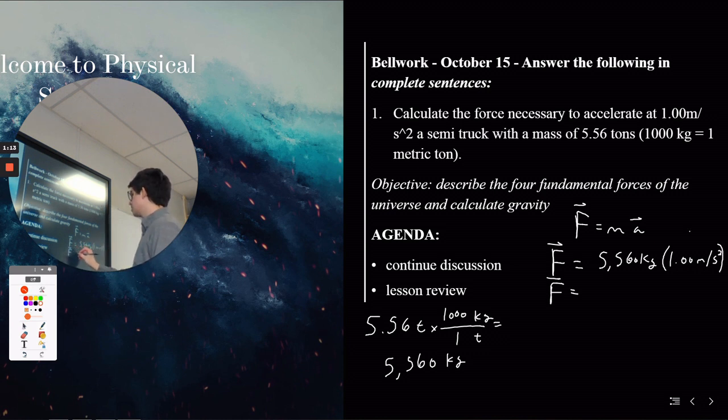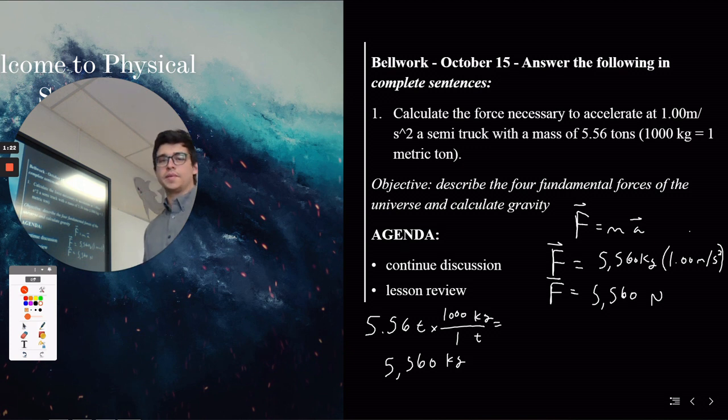The arithmetic is fairly simple. Our answer is 5,560 kilograms times meters per second squared, which gives us newtons. If you have questions about that, please leave them in the comments. We're going to move on to talk about gravity.